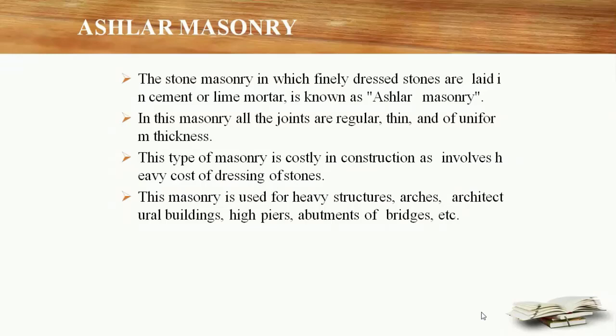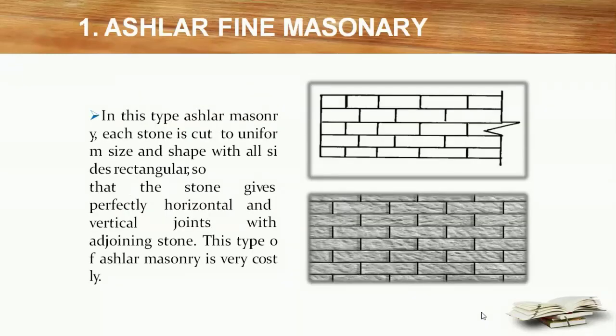So basically there are some types of ashlar masonry. Ashlar masonry has types like ashlar fine tool, ashlar rough tool, ashlar rock and quarry faced, ashlar chamfered, then ashlar block in course, then ashlar facing. So let us discuss it.